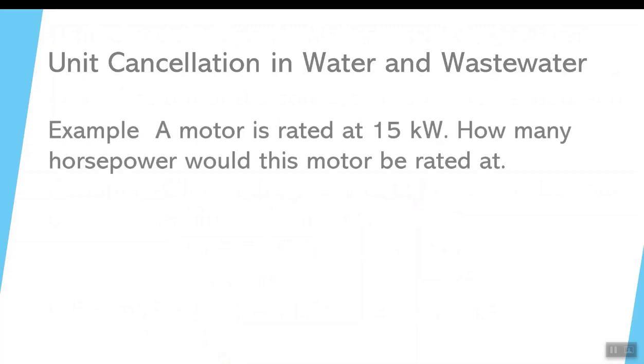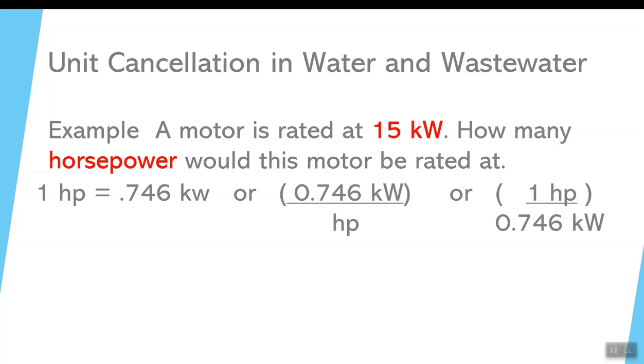Another example, a motor is rated at 15 kilowatts. How many horsepower would this motor be rated at? So you're given a number in kilowatts, but you want to convert that to horsepower. So first thing you look at, what's the important information? 15 kilowatts. What are we trying to find? Remember, the unknown is usually associated with a question. How many? What is? There's a question in there. So how many horsepower? So now we know that we're going to use the horsepower and kilowatt conversion.